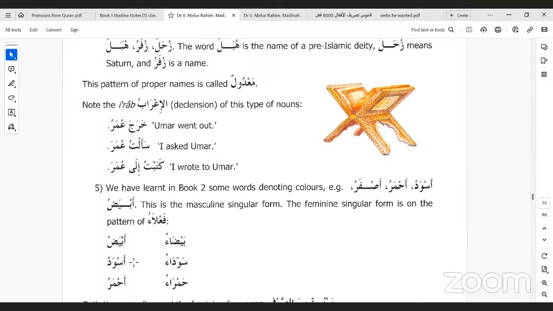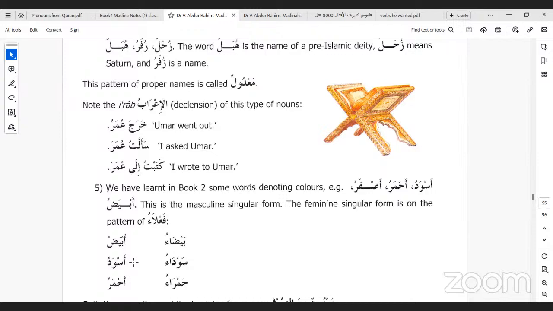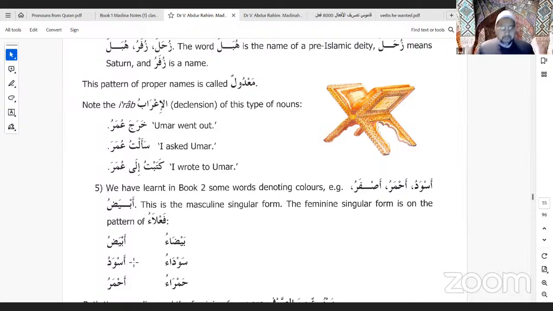Okay? Thank you so much. So that's the answer. There are some prepositions, and these are some nouns. Inshallah, I'll cover them in more detail when we do some more examples, inshallah.